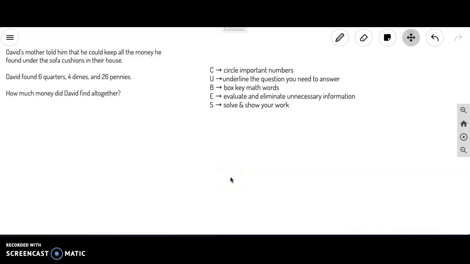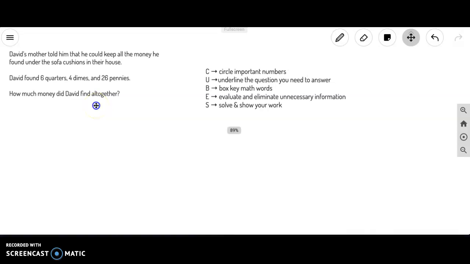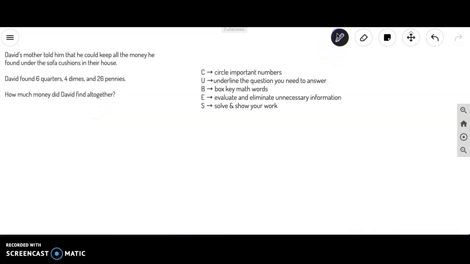Okay, so you can see here I have a word problem, and it reads, David's mother told him that he could keep all the money he found under the sofa cushions in their house. Okay, simple enough. David found 6 quarters, 4 dimes, and 26 pennies. How much money did David find altogether? So you can see here on the side I have our cubes method, and we're going to follow this through to then solve this in the best way possible.